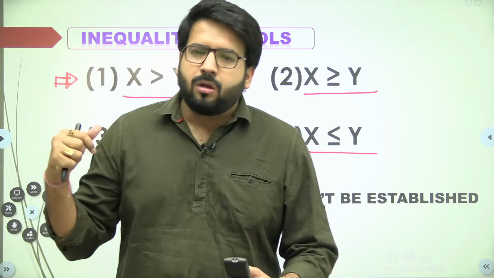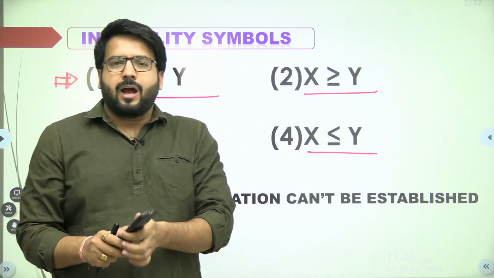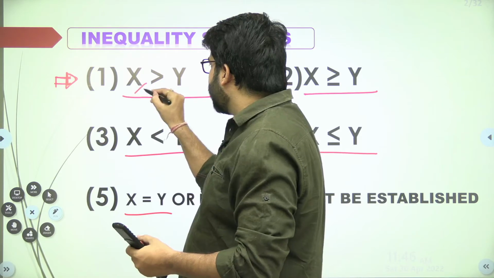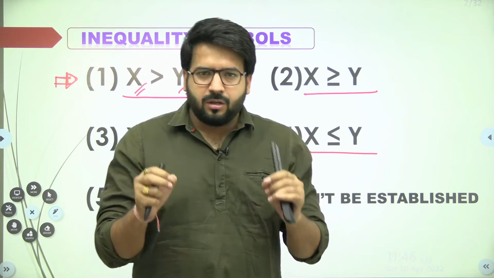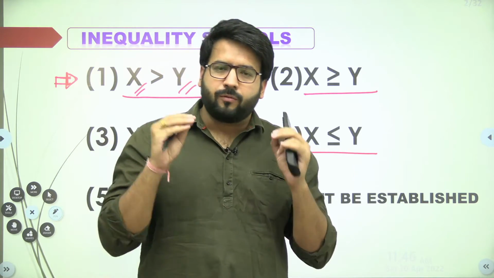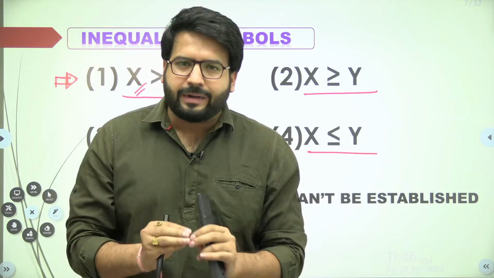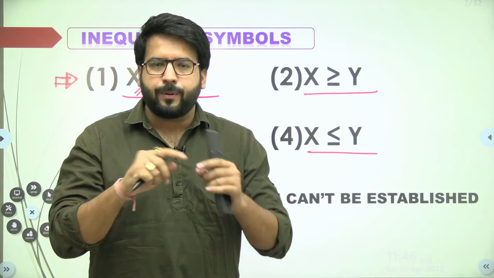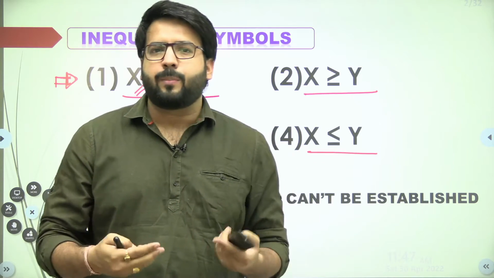But how? The equations will be given. You have to solve the equations, and after that you will get the values of the variables. What is the meaning of X and Y? X and Y are the variables. So when you solve the equations, you will get the values of the variables. After getting the values of the variables, you have to compare the values. After that, you will decide what the inequalities between them are. Is it clear?